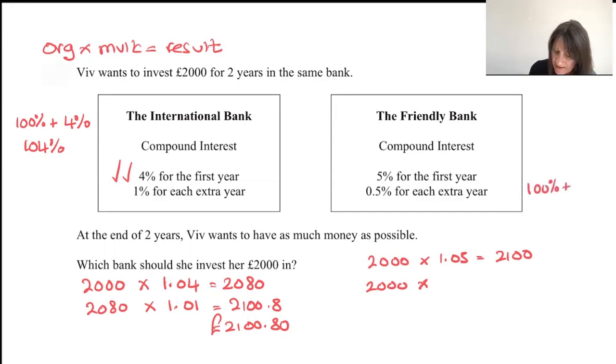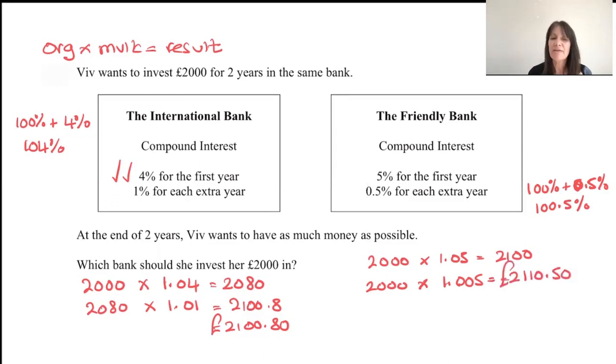100% plus 0.5% is 100.5%. Now, when you divide that through by 100, you will end up with 0.005, which gives you 2110.5, or stick on the 0 and you have that.